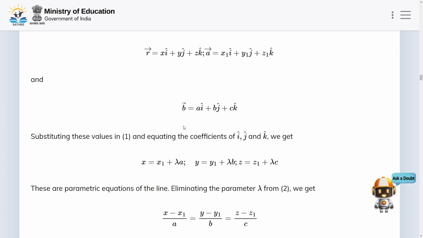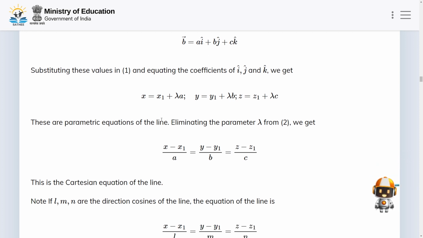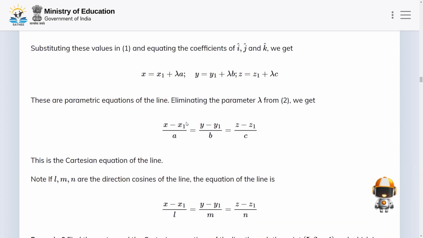Substituting these values in equation one and equating the coefficients of i, j, k hat, we get x equals x1 plus lambda a, y equals y1 plus lambda b, z equals z1 plus lambda c. From this you get the parametric equation of the line, where the parameter is lambda. Clear? So this is your parametric equation of the line. Now if you want to eliminate lambda, you can do so, and you will get x minus x1 divided by a, equals y minus y1 divided by b, equals z minus z1 divided by c. This will be your Cartesian equation of the line.